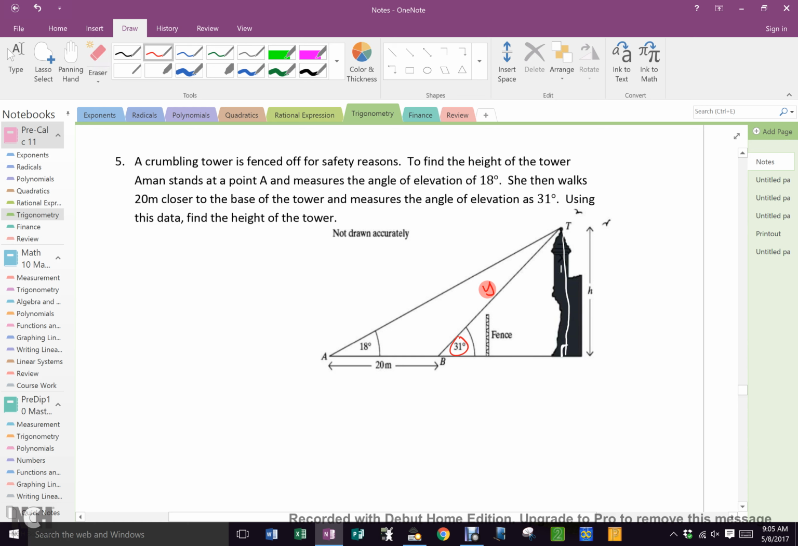Do I have side angle side? No, so cosine law is out. Because I don't have all three sides, and I don't have side angle side. Can I do sine law right now? I can't right now based on this information, can I? Because I have no pairs. But I do have a pair, don't I? Because if this is 31, what's this? 149. And if I know two angles of a triangle, do I automatically know the third? What is it?